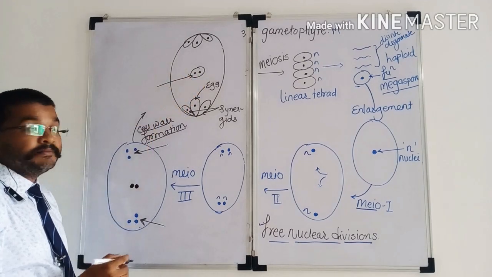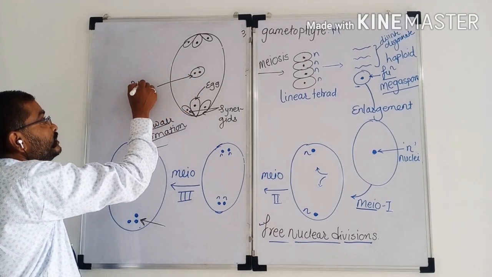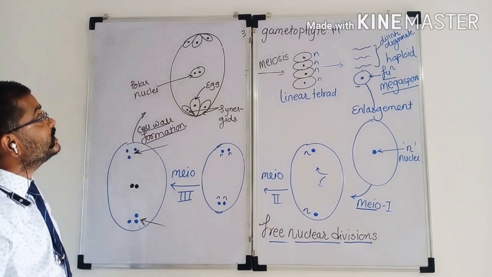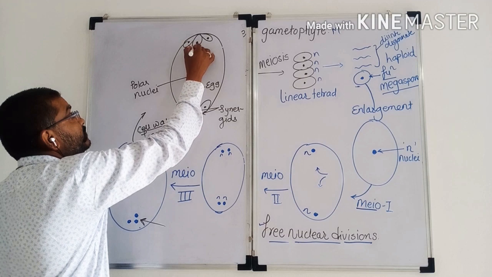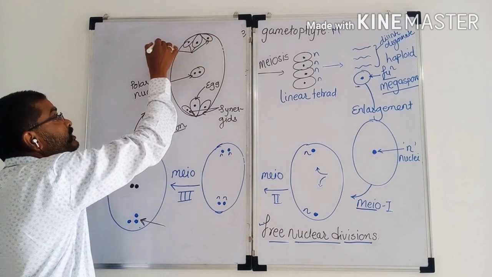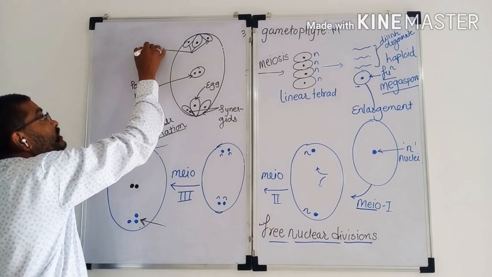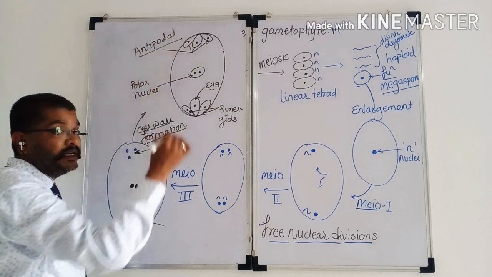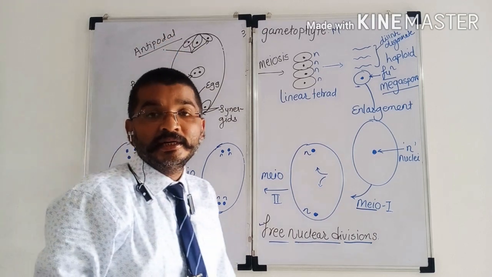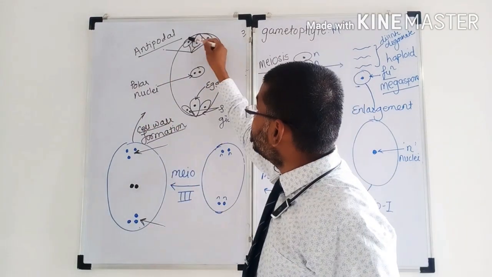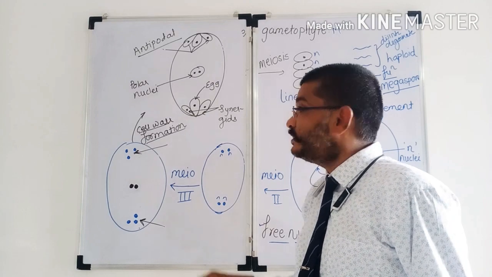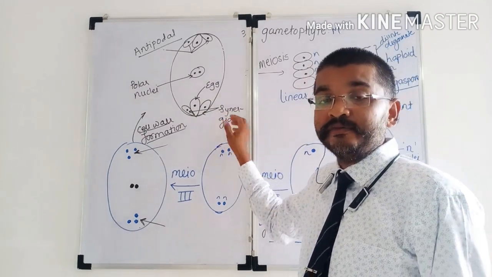The central one is called the polar nuclei or secondary cell, whereas the 3 cells present towards the micropylar end are called antipodal cells. The function of antipodal cells is still not known. So such an oval shape 7 cell 8 nucleated structure is called the embryo sac or female gametophyte.